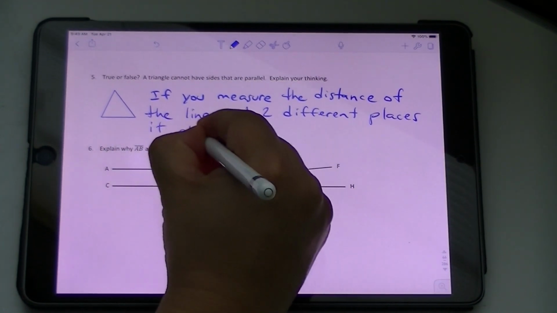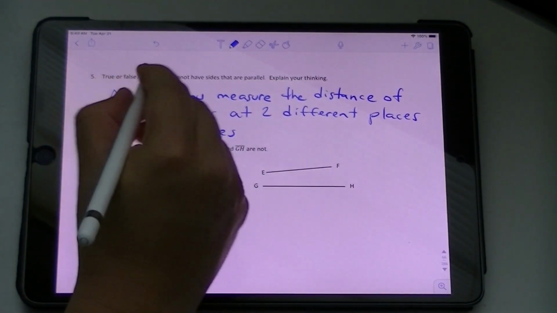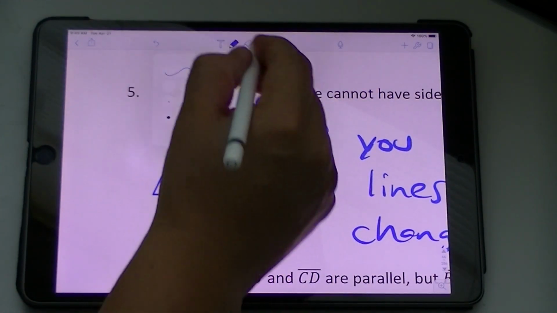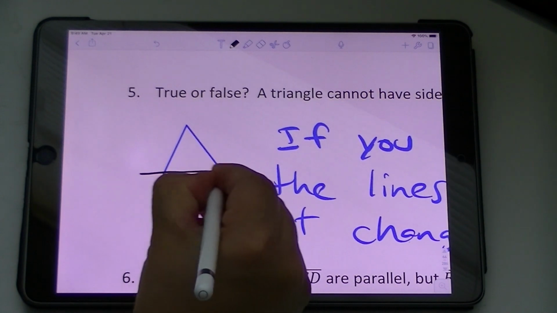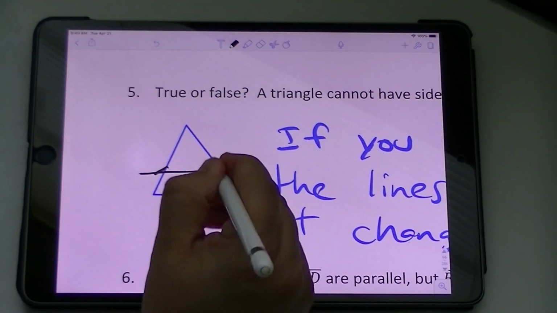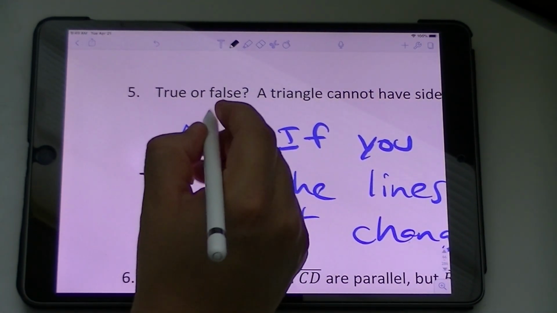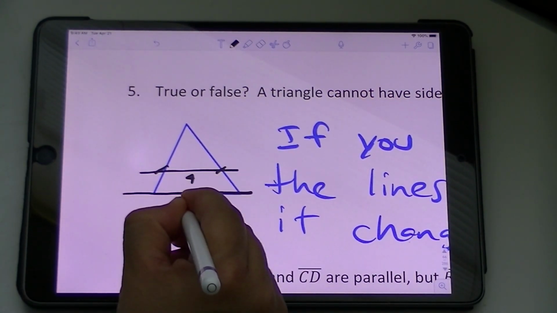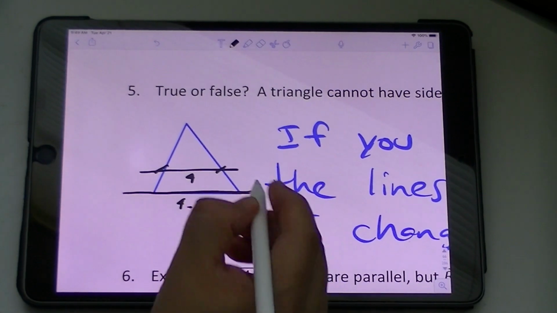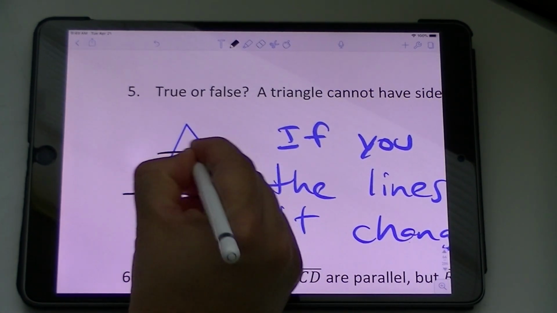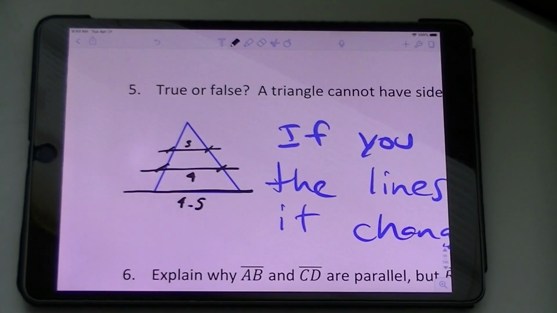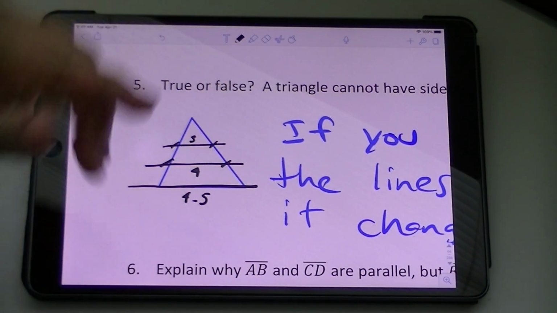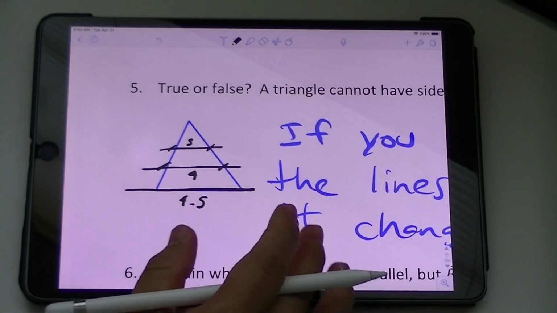it changes. So to explain this to you, look, imagine that you have the triangle there. If you measure the distance here, let's say it is 4. If you measure it back here, it might be 4.5. And if you measure it here, the distance might be 3. So as you can see, the distance of those two lines is getting smaller as you go up. Therefore, those lines are not parallel.